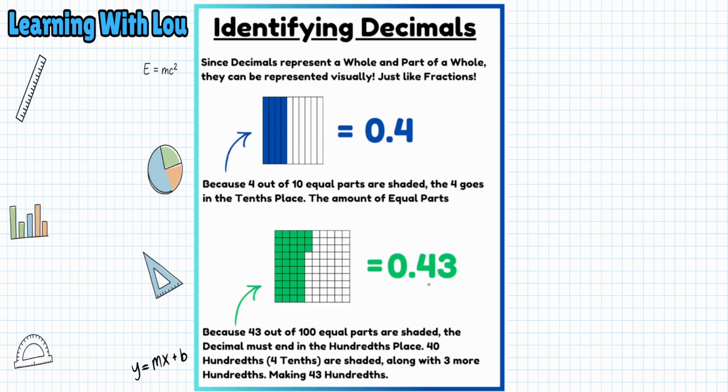And you could think of it as your 4 in the tenths place. You have 4 tens shaded in. You have one column of 10, another column of 10, a third column of 10, and a fourth column of 10. This is where the 4 tenths come in. And then you still have 3 more just ones over here, making 43 hundredths.